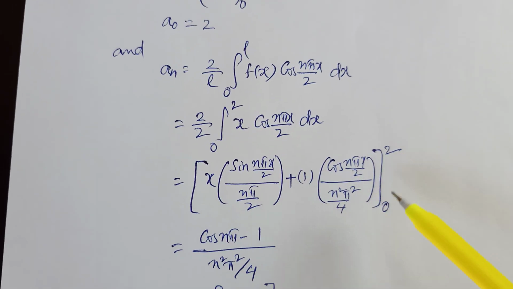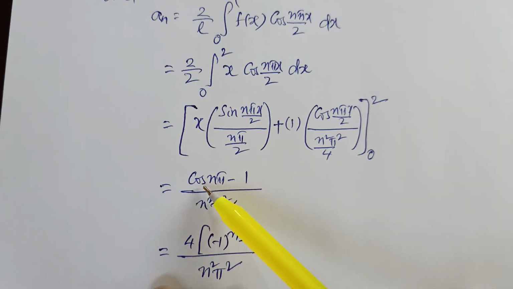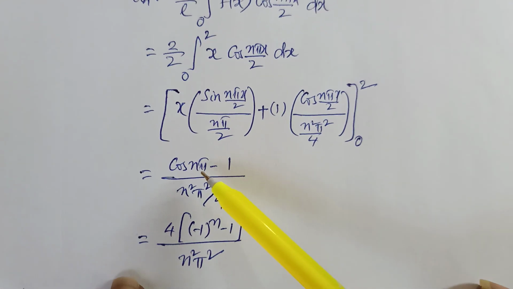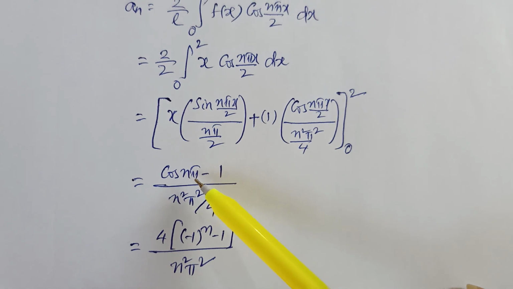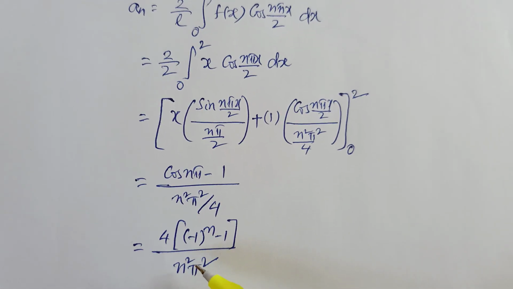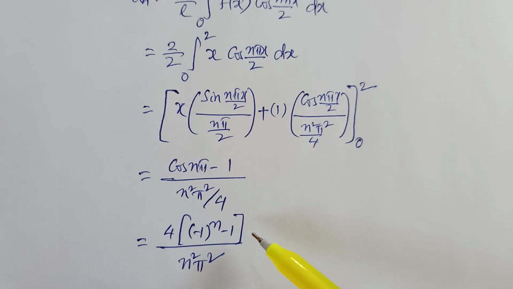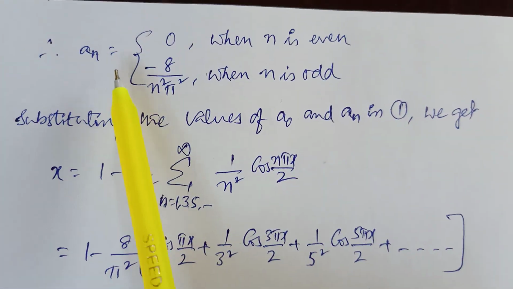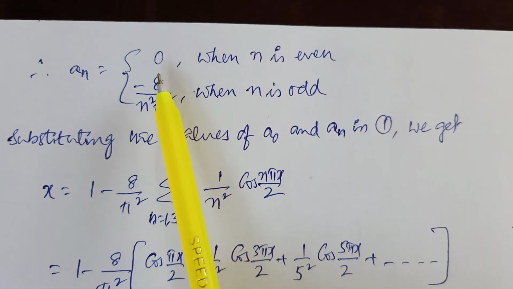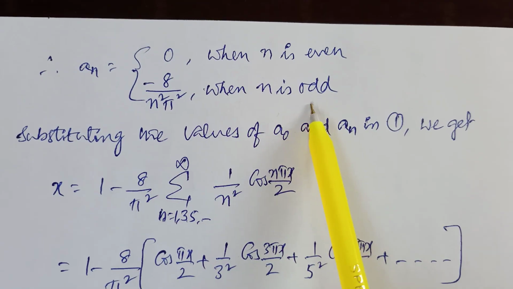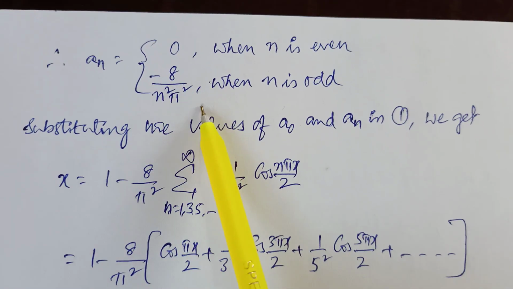If we take the upper and the lower limit, I'll get this term: cos n pi minus 1 by n square pi square by 4. Since we know that cos n pi is minus 1 whole power n, here we have 4 by n square pi square into minus 1 whole power n minus 1. Now again, depending on the n value, we'll get two different values. When n is even, a n is 0. When n is odd, a n is minus 8 by n square pi square.